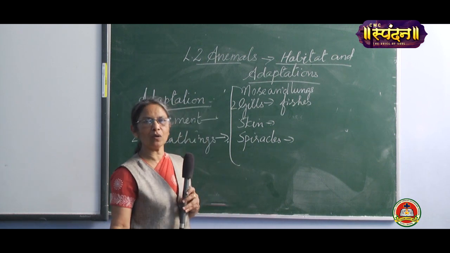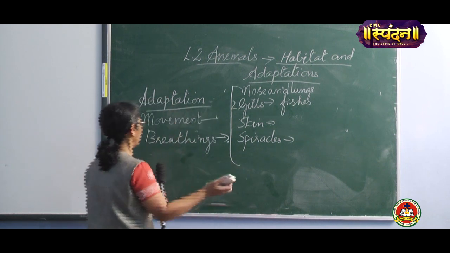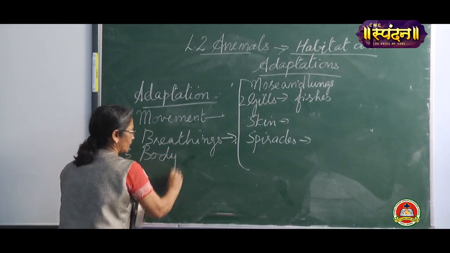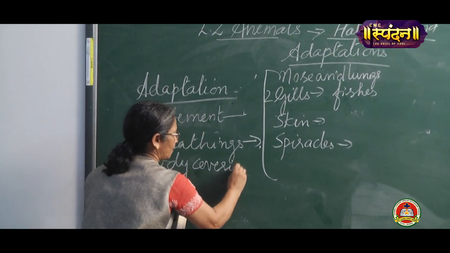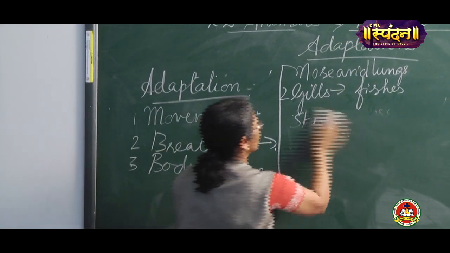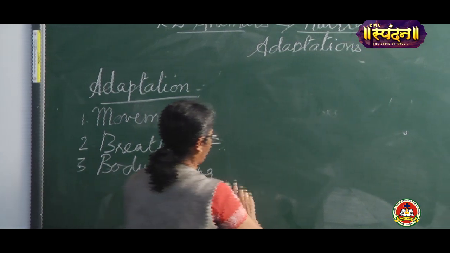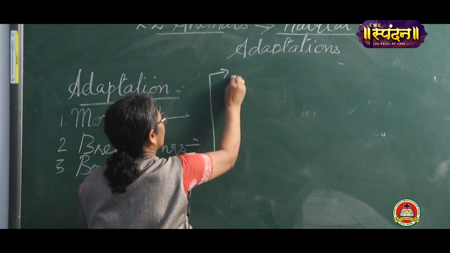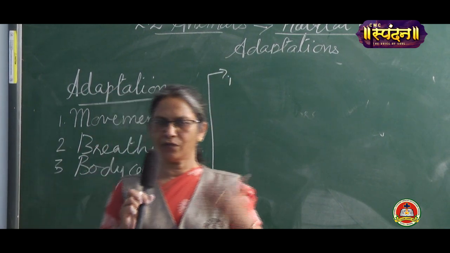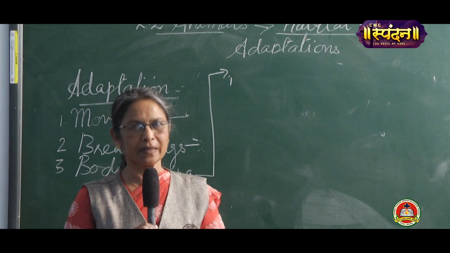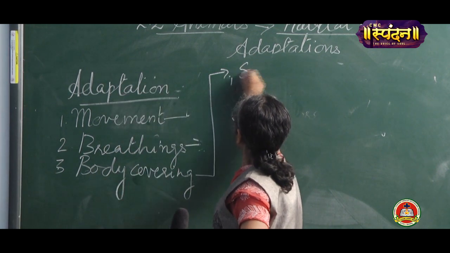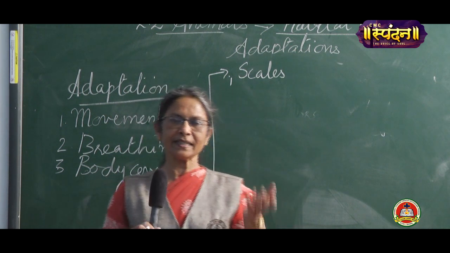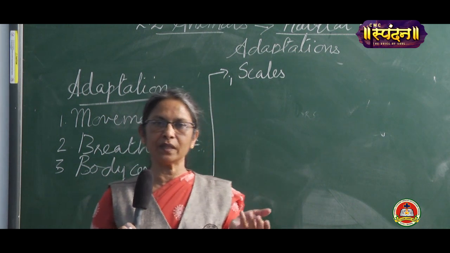Now the third, we move down, adaptation for body covering. Third one is body covering, children. Under this also, children, we have 3-4 categories. The first one is scales. Now, in scales, we have fishes, crocodiles, snakes. They have bodies covered with scales.